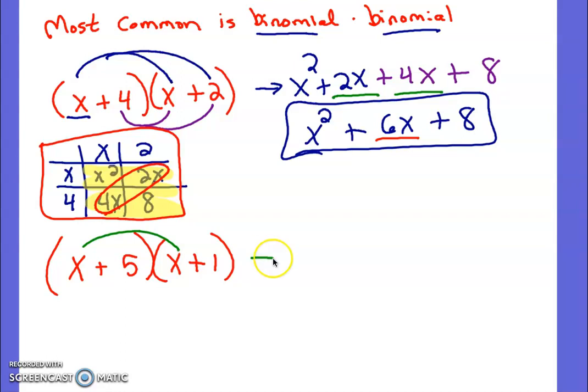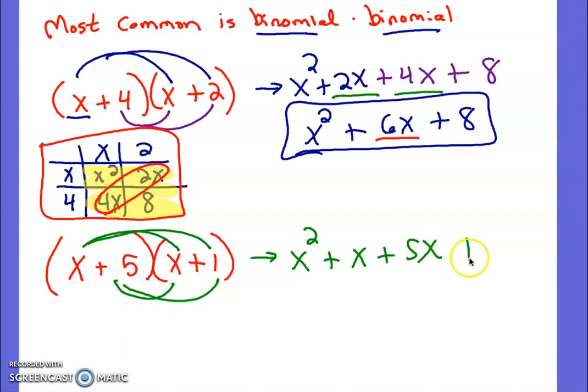And so x times x is x squared. x times 1 is 1x. And then 5 times x is 5x. And 5 times 1 is 5. And notice the two middle terms, combine those together, and that's 6x.